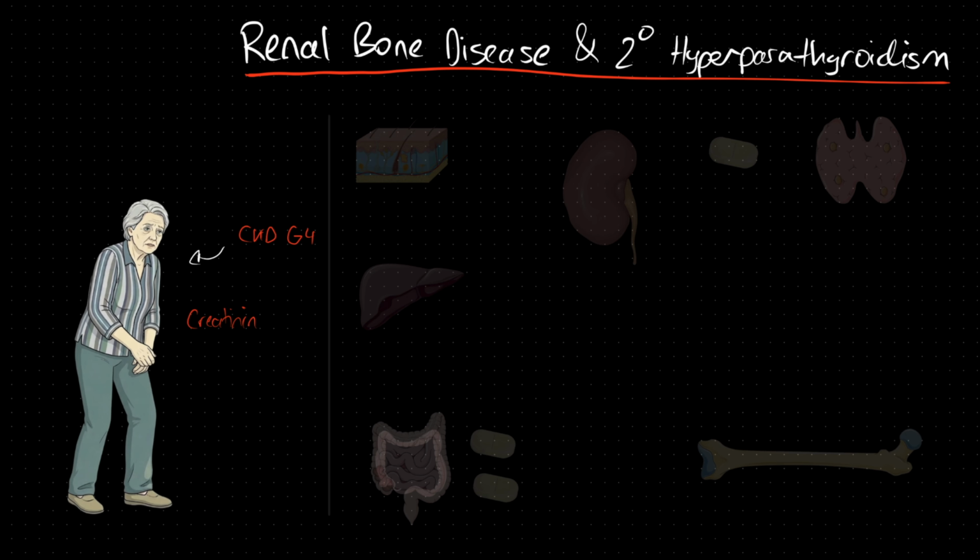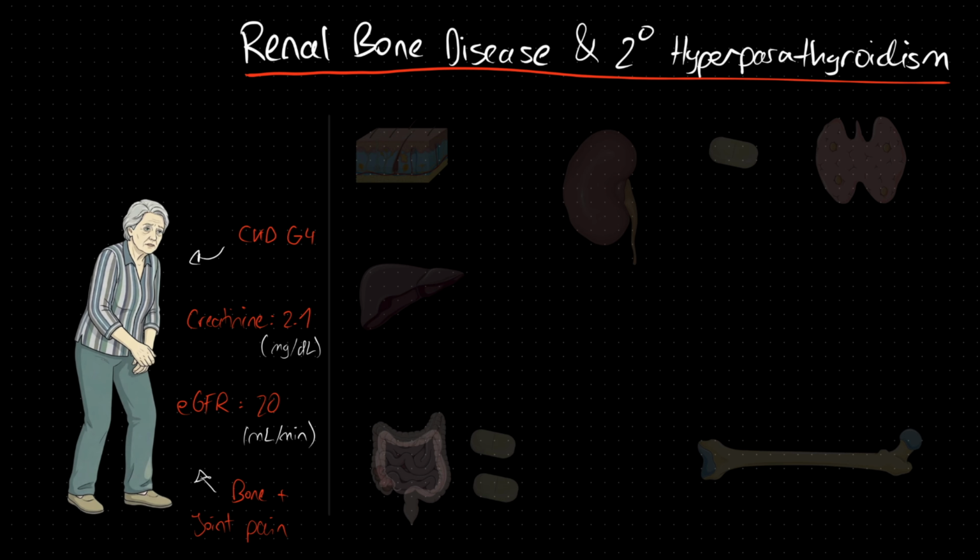She has a creatinine level in serum of 2.1 milligrams per deciliter, which corresponds to an estimated glomerular filtration rate, eGFR, of 20 milliliters per minute. Now you're the nephrologist and she comes to you reporting newly onset increasing bone and joint pain.